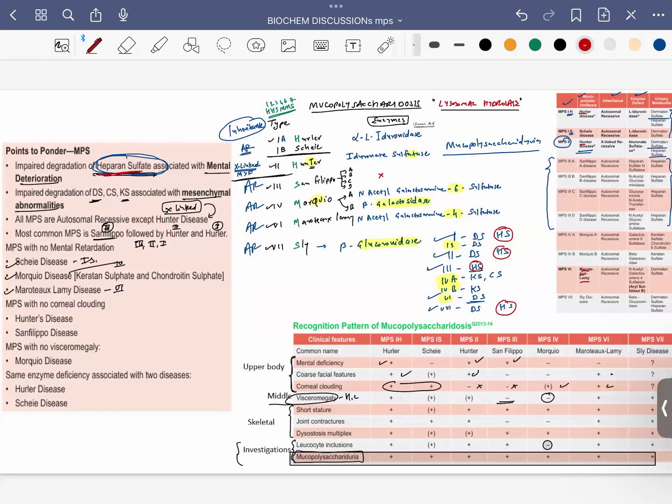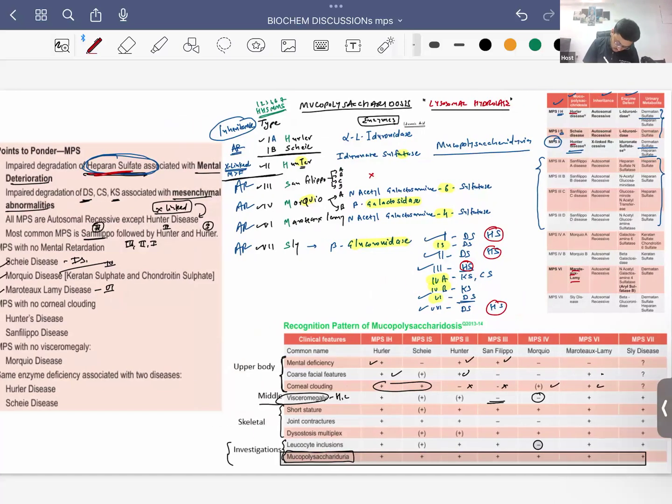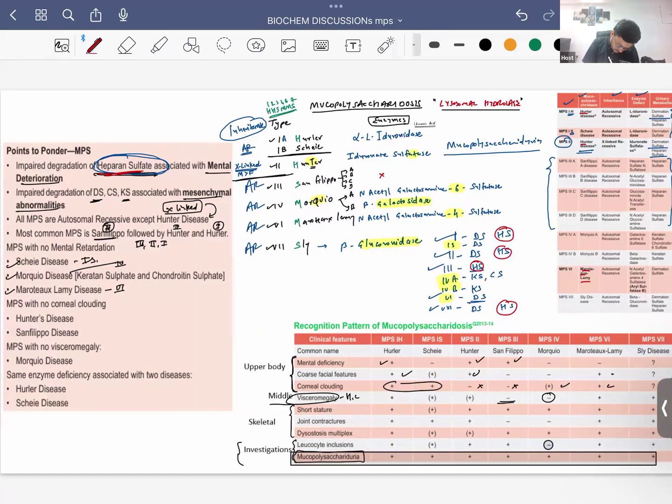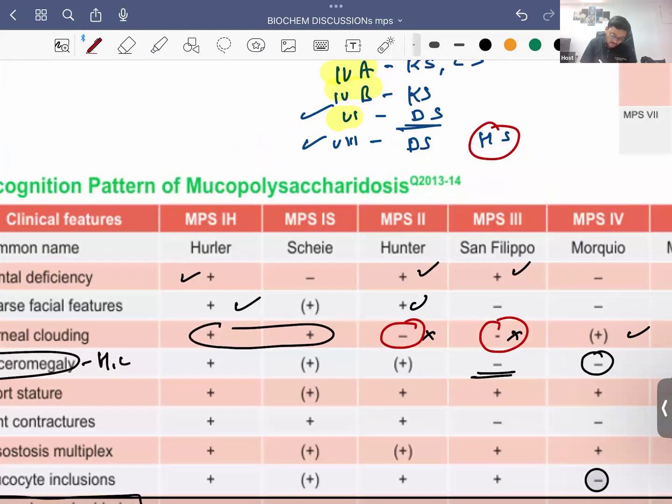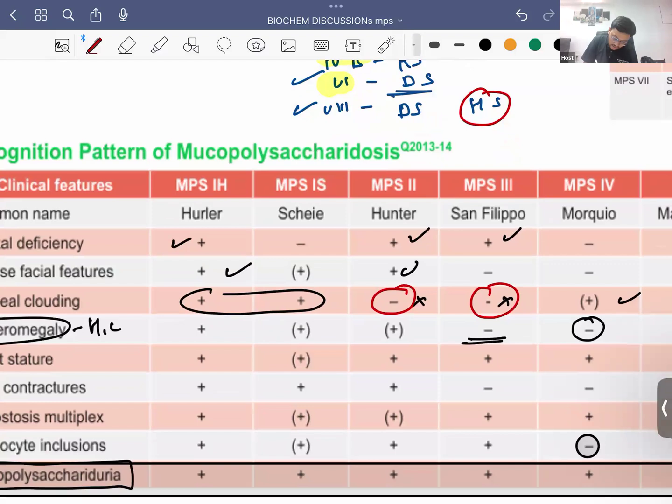In which condition will you not see corneal clouding? Which two conditions of MPS did not have corneal clouding? The Hunter and Sanfilippo, type 2 and type 3. How can you remember between type 1 and type 2? Type 1 and type 2 are almost the same except for the corneal clouding.